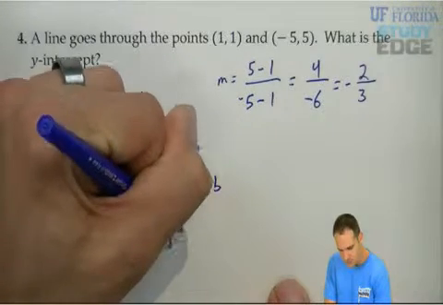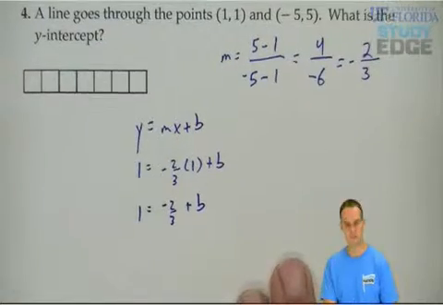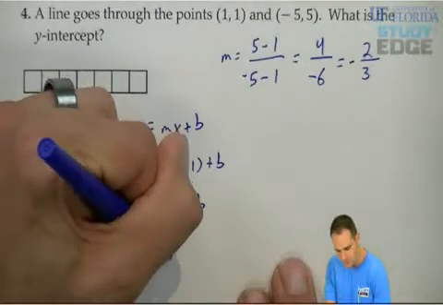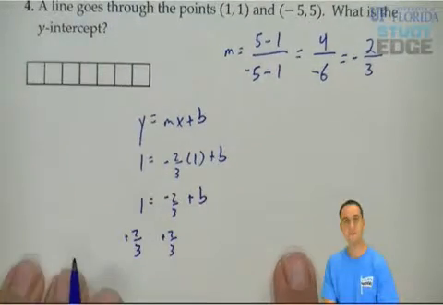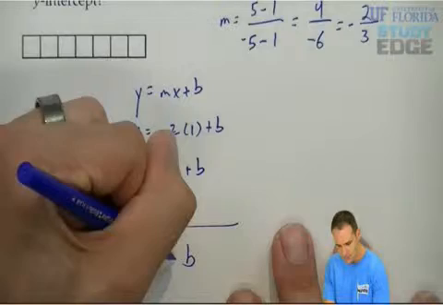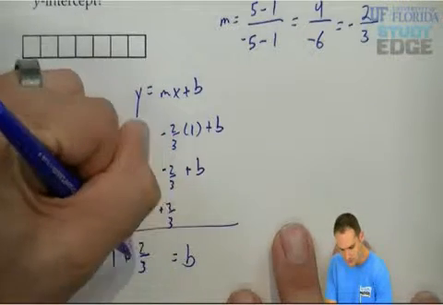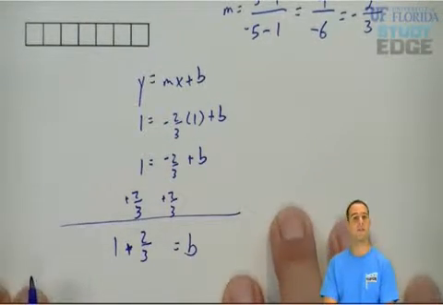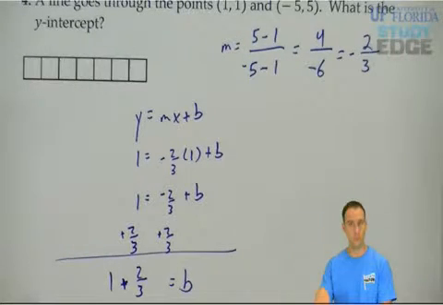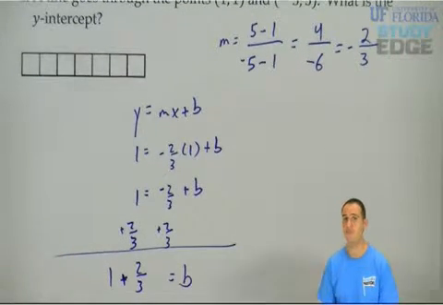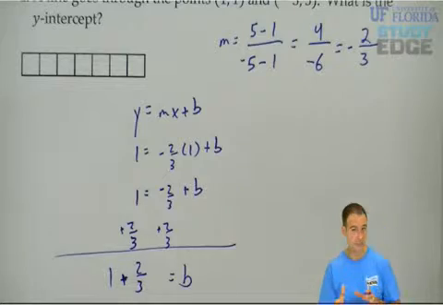1 times negative 2/3 is just negative 2/3. Add 2/3 to both sides, and you'll need to find a common denominator. So b will equal 1 plus 2/3. You have to definitely pause the video, watch that all again, make sure you follow along, because I know fractions take a little bit of effort.